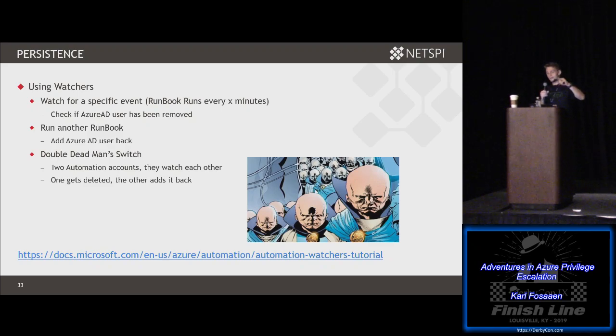And as the IR team's investigating the second automation account, your first one's sitting there watching the second one, waiting for it to get deleted. And if it gets deleted, it just goes back and adds it again. So you get this continuous circle of a double dead man switch. I haven't written that methodology up yet, but I came up with it last week and wanted to make sure it made it into the slides. So the watchers are pretty cool. It's a nice way to automate some of the persistence instead of relying on those webhooks.